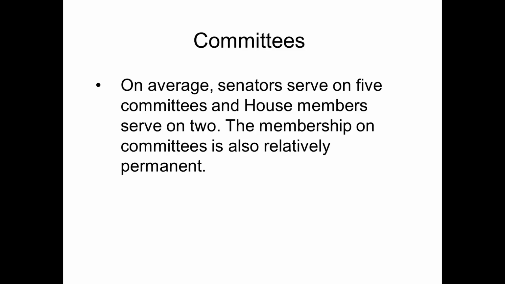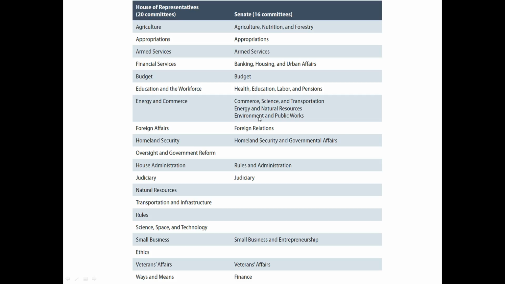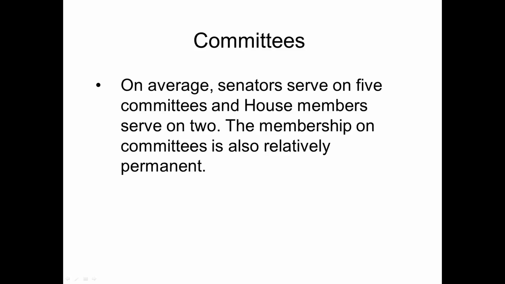So in the Senate, there are fewer senators, as we've mentioned numerous times at this point, than in the House. We have 100 people being spread across all these different committees, so senators generally serve on more committees than their counterparts in the House, usually about 5, where someone in the House serves on 2.